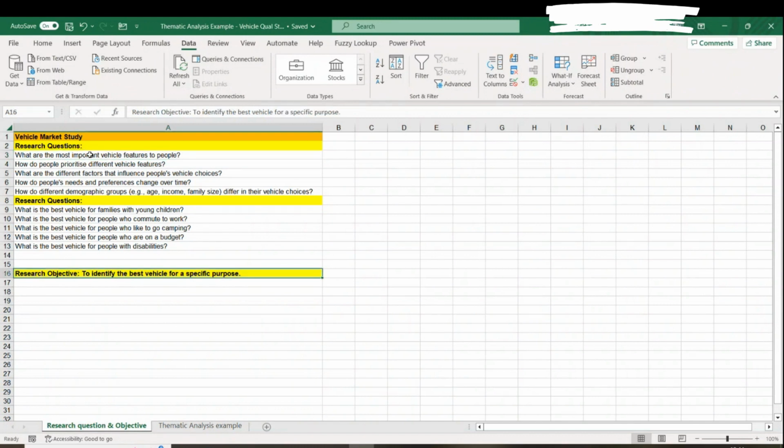So from here, we have different types of research questions. Another research question was, what are the most important vehicle features for people? And another one was, how do people prioritize different vehicle features? So this is more focused on the features of a vehicle. Another question would be, what are the different factors that influence people's vehicle choices? Or how do people's needs and preferences change over time in terms of vehicles?